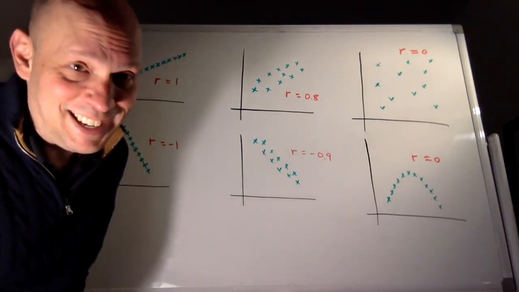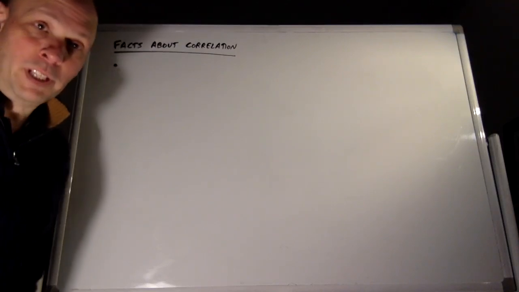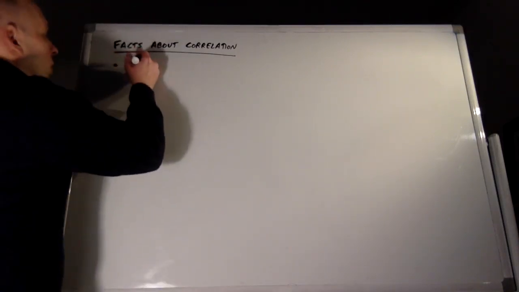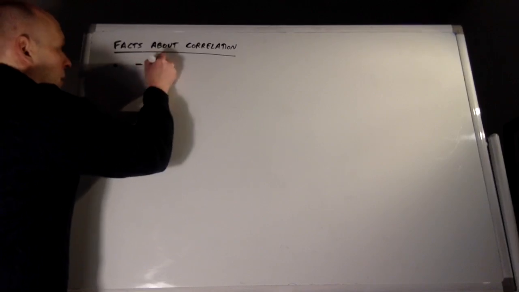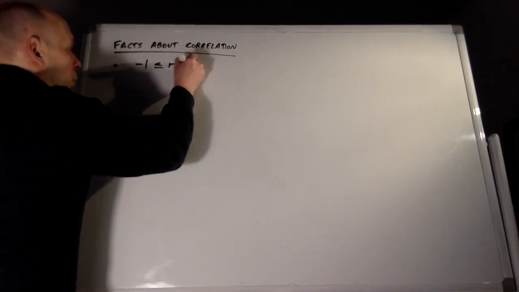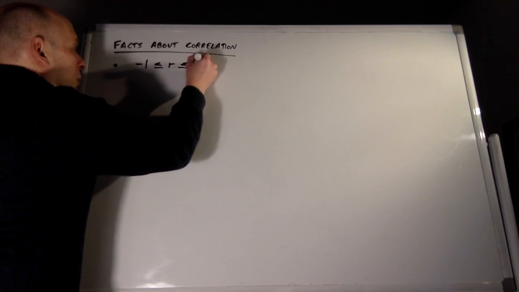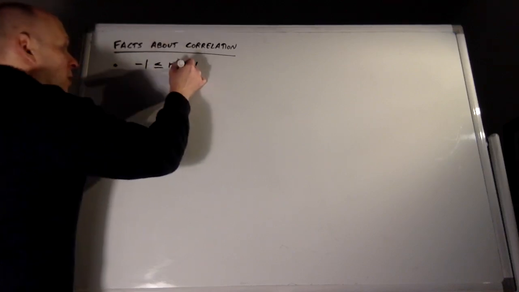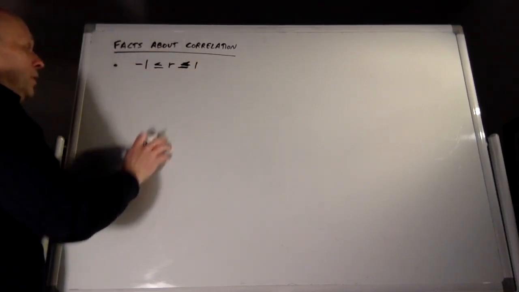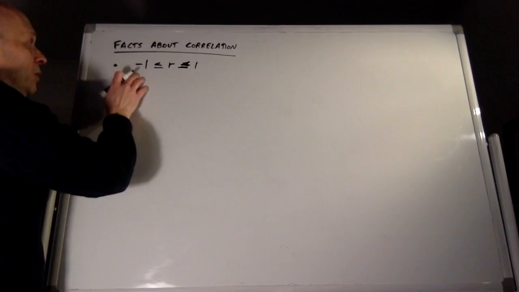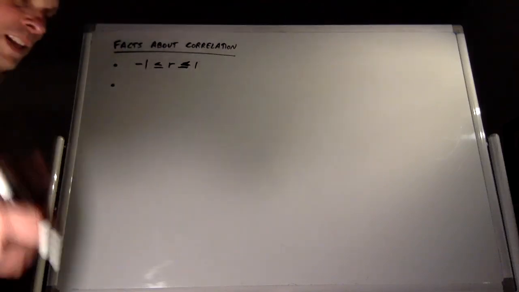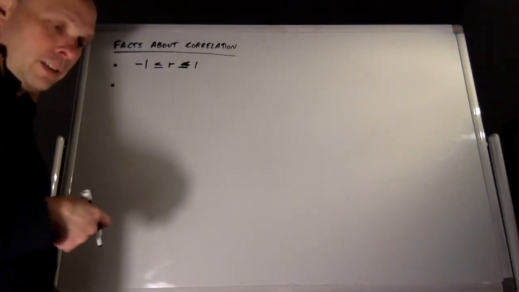Okay, let's talk about a few facts about correlation, this thing called R. First of all, we mentioned it, but it is a number that's always between -1 and 1. If there's no relationship whatsoever, no linear relationship whatsoever, it's going to be 0. If it's a strong positive one, it's going to be close to 1. If it's a strong negative association, that is, it'll be close to -1.